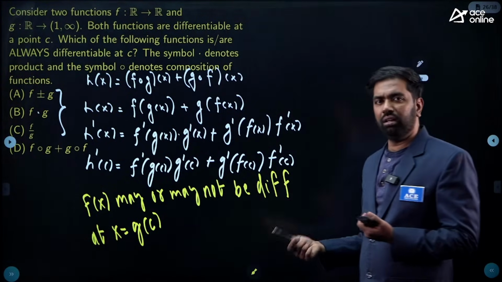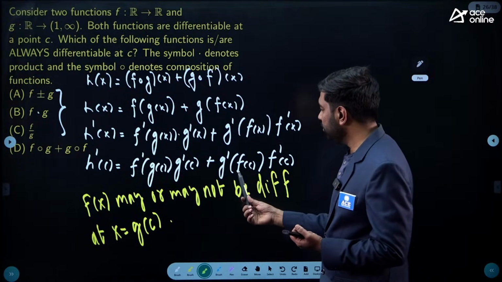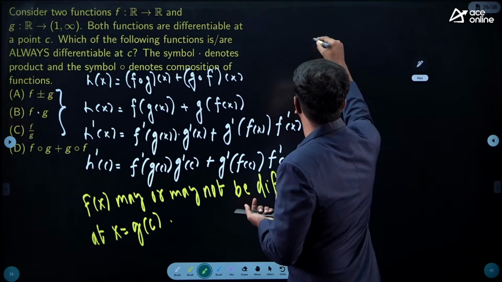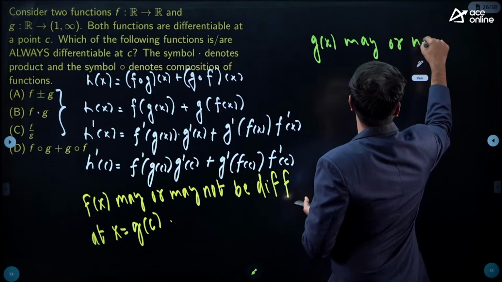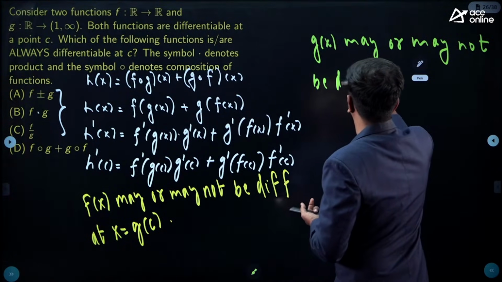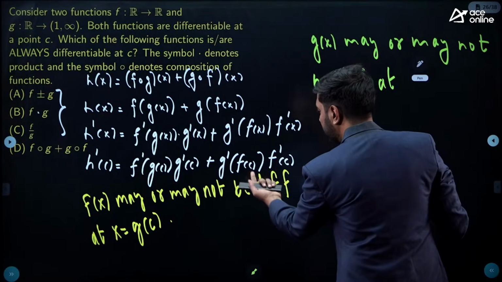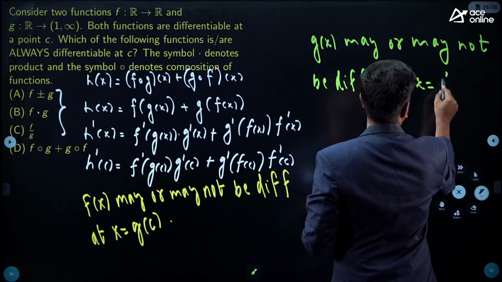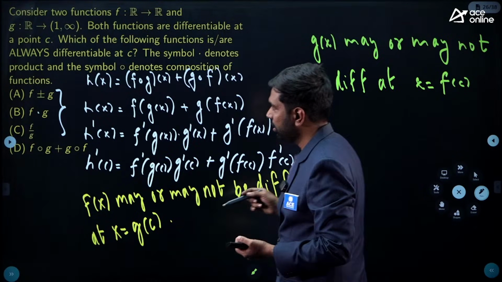Now the same thing you can write for g of x also. See here you have g dash of f of c. So what point do you want to write? g of x may or may not be differentiable at which point? At x equal to f of c. We don't have this information. That's why I write may or may not be.